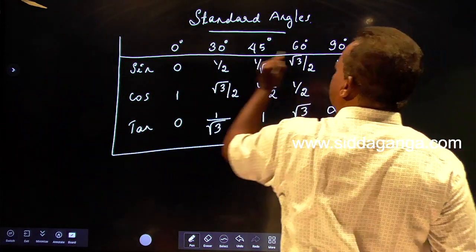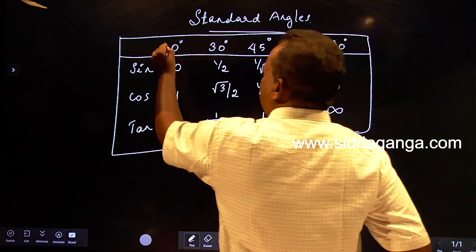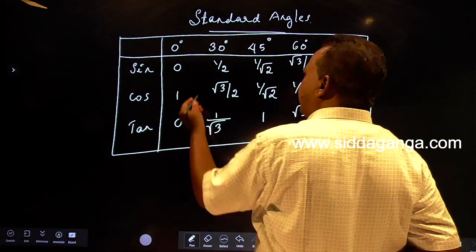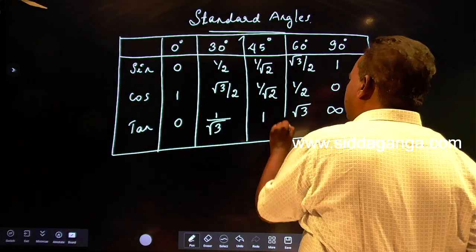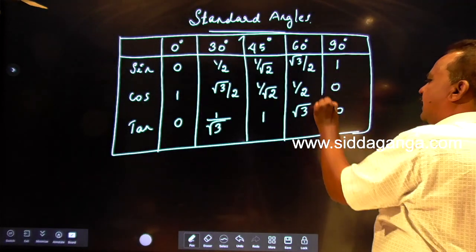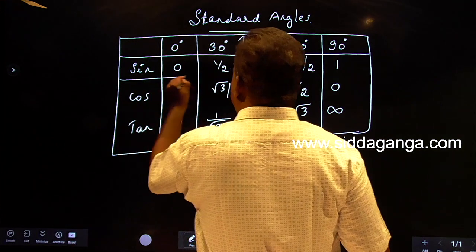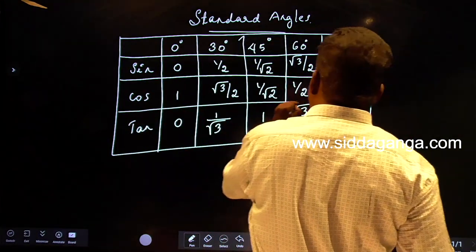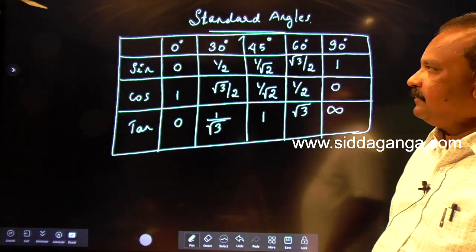By knowing the standard angles of sine function, you can come to know the standard angles of cosecant function. Similarly, by knowing cos function angles, you can come to know the secant function angles. Similarly, by knowing the values of tan function, you can find the value of cot function.